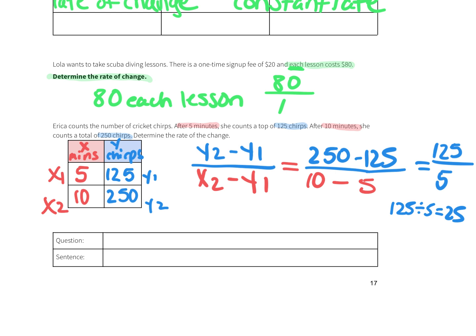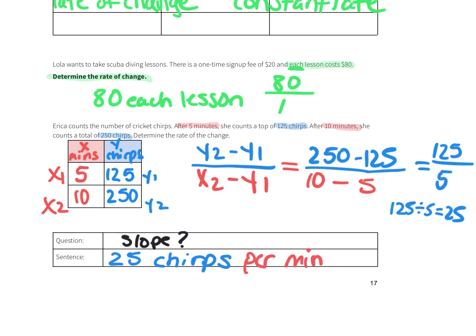So what is my question? It says, what is my rate of change? So the question is, what is my slope or my rate of change? And it is 25 chirps per minute.